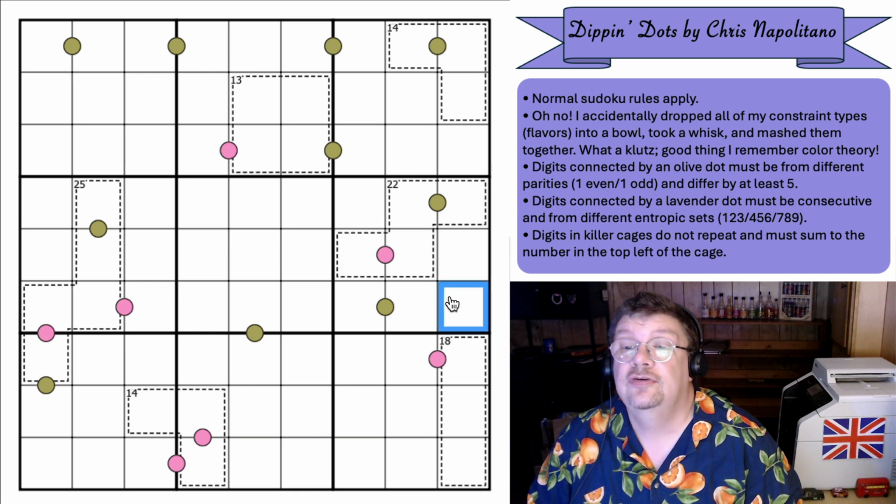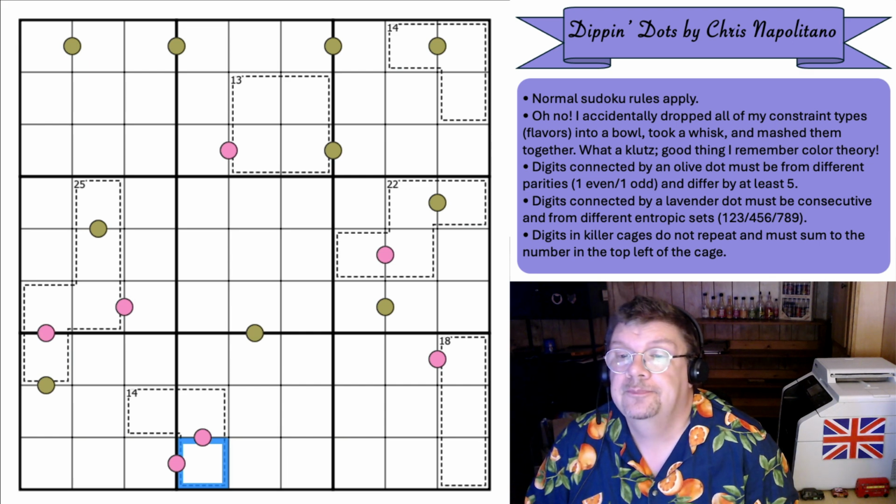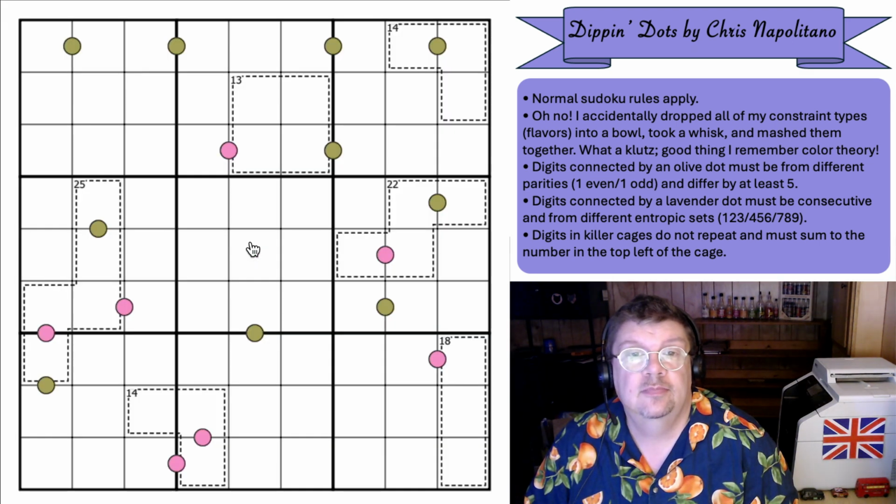Digits in kilocages do not repeat and must sum to the number in the top left of the cage. So those 3 digits will add up to 14 without any repeats in. Okay, I am going to restart the puzzle to reset the timer, and let's begin.